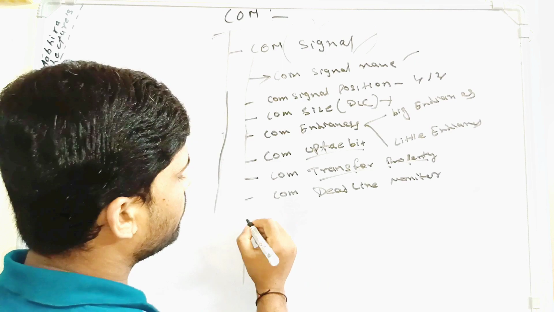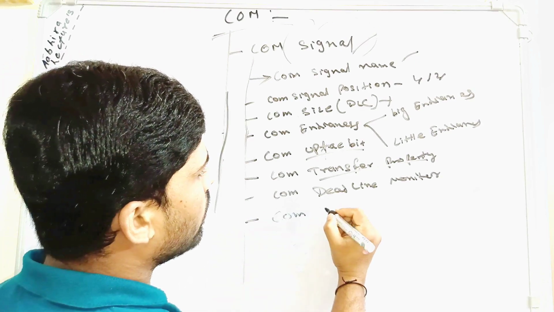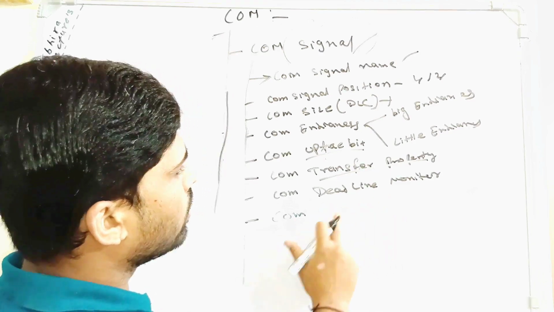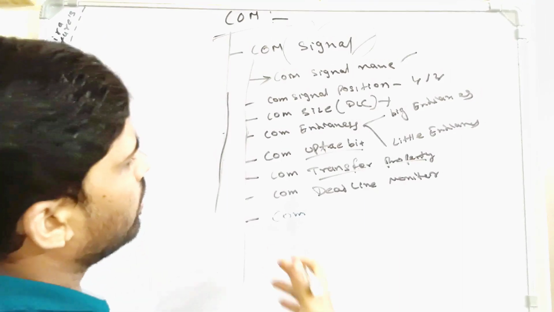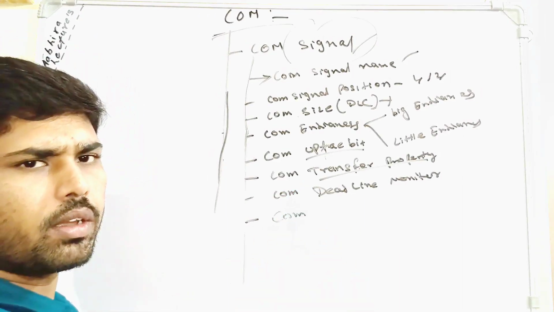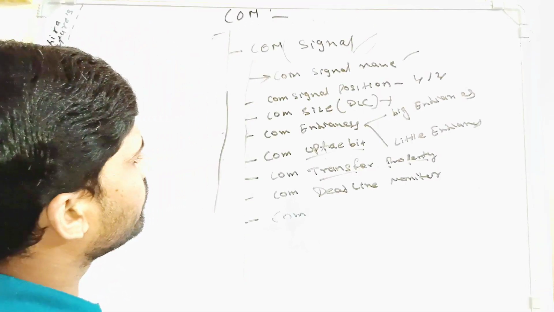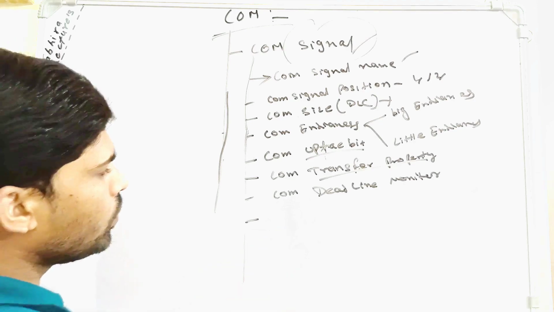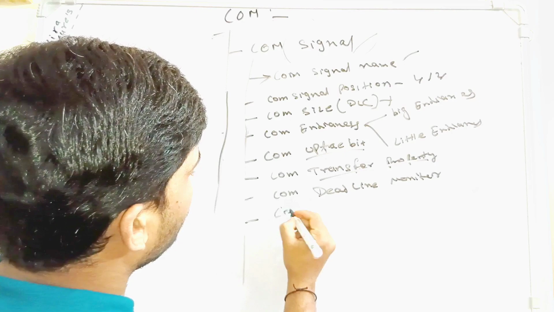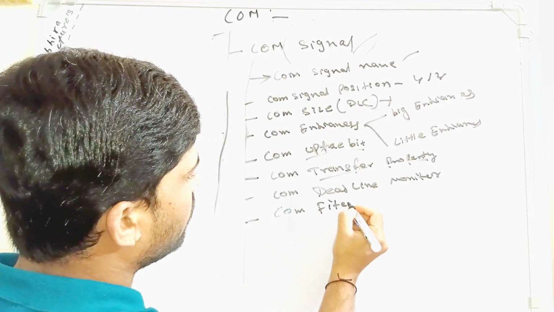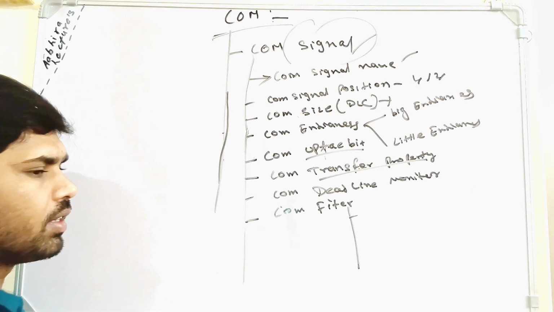So these are the main parameters. There are a few more parameters which we don't need to discuss. These are the main parameters which we have to keep in mind and remember. Then one more thing, COM filter is there. In that also there are some parameters we are going to discuss.